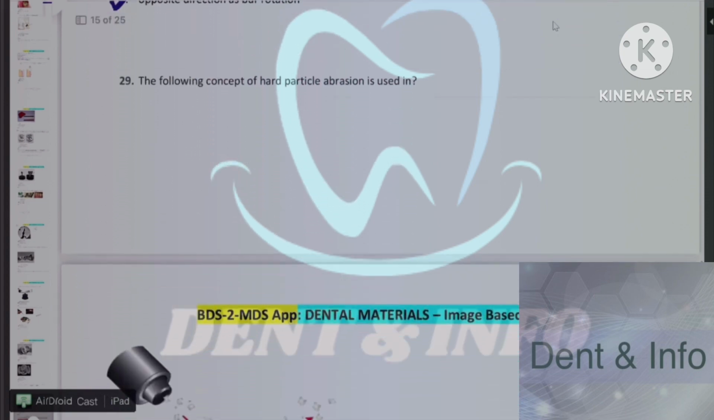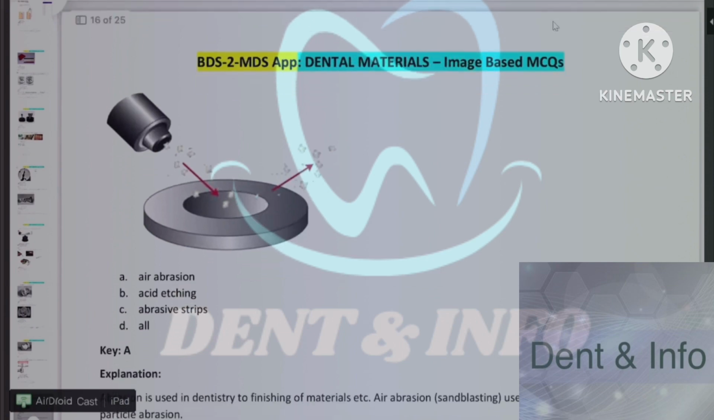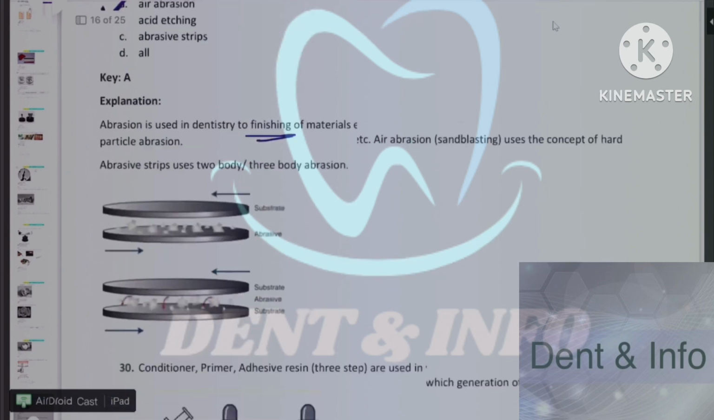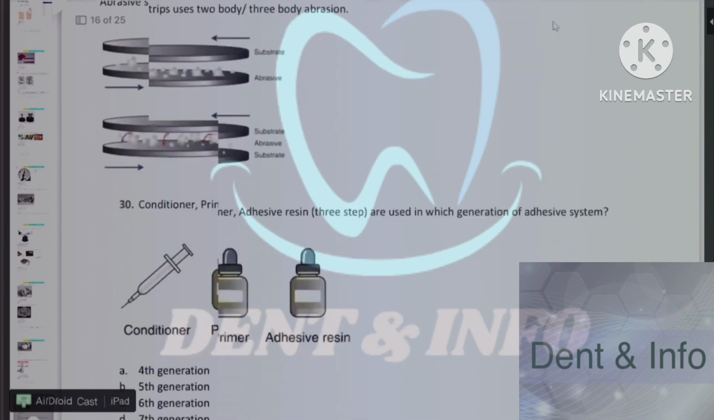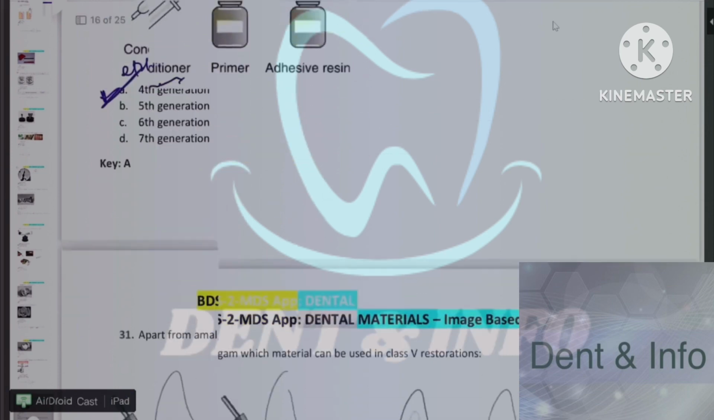The following concept of hard particle abrasion is used in what? See, hard particle abrasion is used in air abrasion. This is the image of air abrasion. Abrasion is used in industry for finishing of materials, like sandblasting is hard body particle abrasion. Okay. Then they can give you conditioner, primer, adhesive, etchant, 3-step. This is 4th generation. We have just done this in the images.